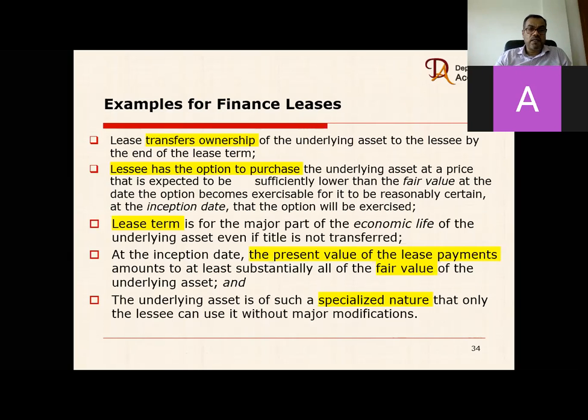The second one is the lessee has the option to purchase. Of course, ownership can be transferred when there is an option. But even though there is an option, lessee may not exercise.